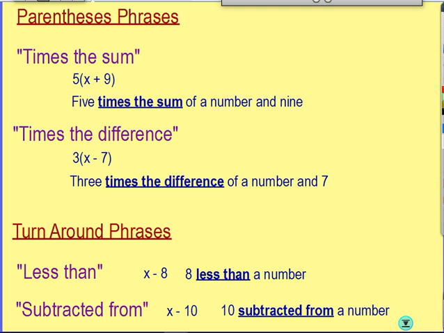The second phrase is times the difference. 3 times the difference of a number and 7. Notice that a number, in this case x, and 7 are kept together by the parentheses.